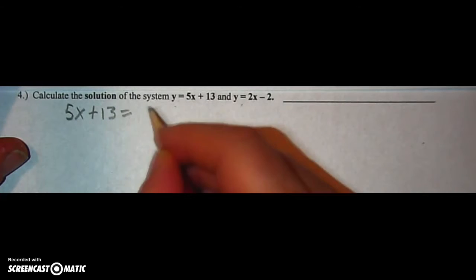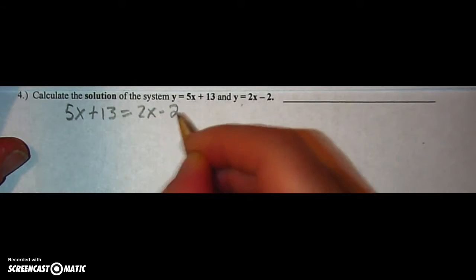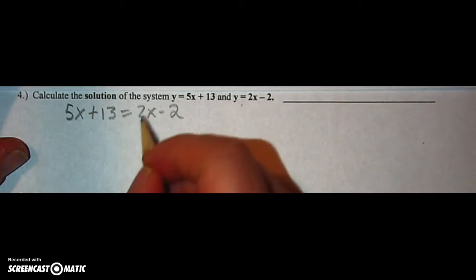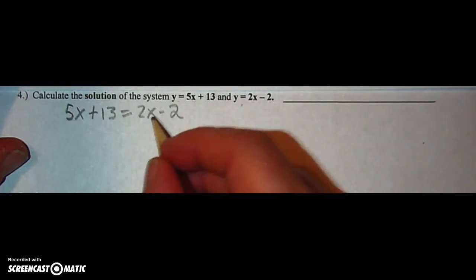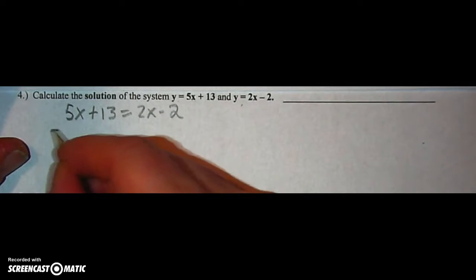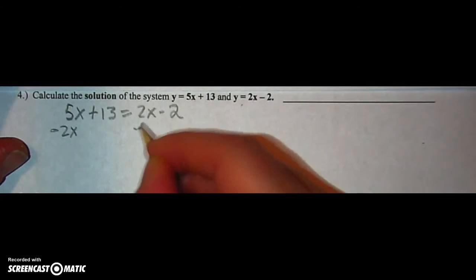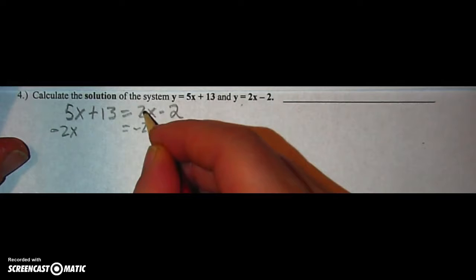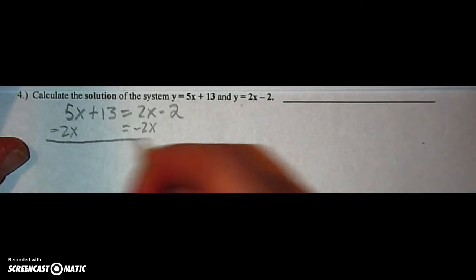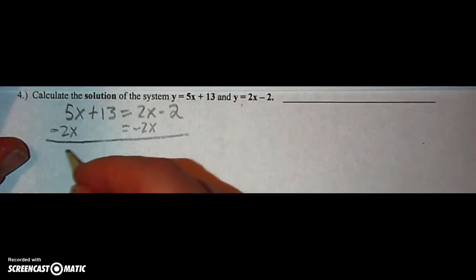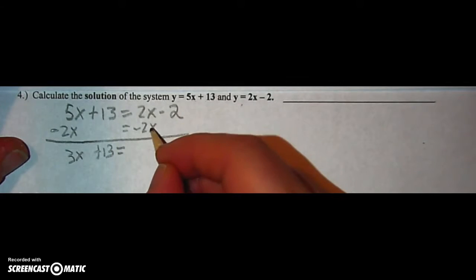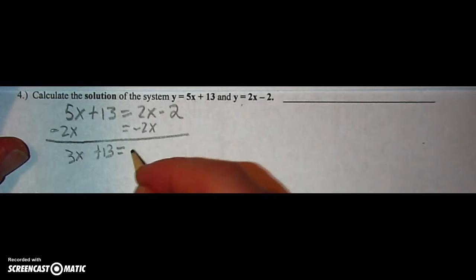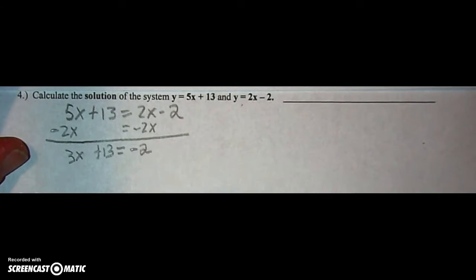So 5x plus 13 equals 2x minus 2. Okay. Now, let's get our variables on the same side. So we could either move this 5x over to this side or the 2x over to this side. I'm going to try and keep it positive, so I'm going to move my 2x's to that side. Since this is positive, I have to take it away from this side. Whatever I do on one side, I've got to do the same thing on the other side. 5x minus 2x is 3x. I've got to bring down my 13. 2x minus 2x is 0. So what do I have left on this side? I have a negative 2.